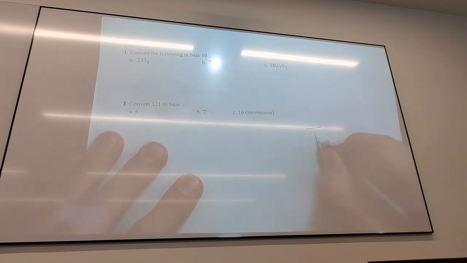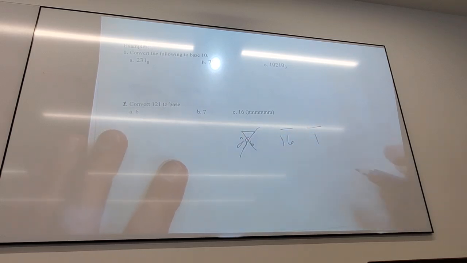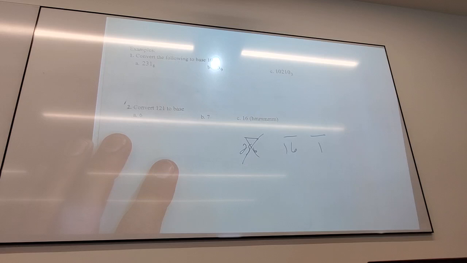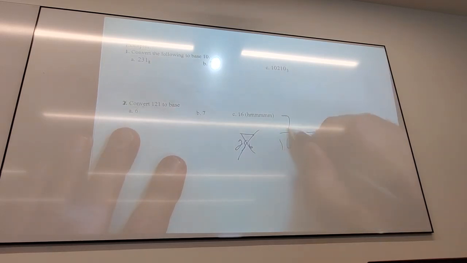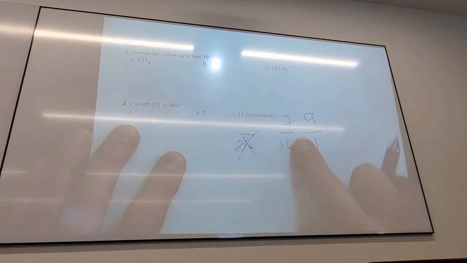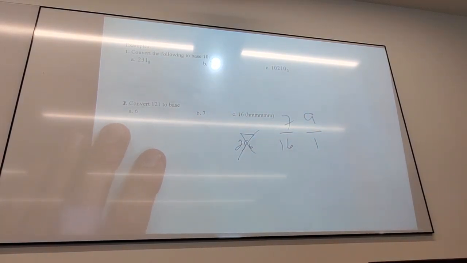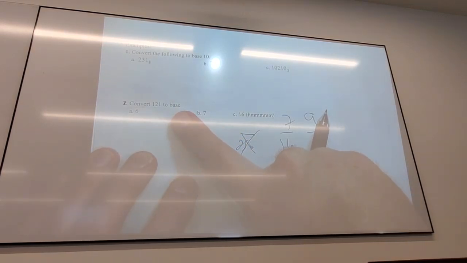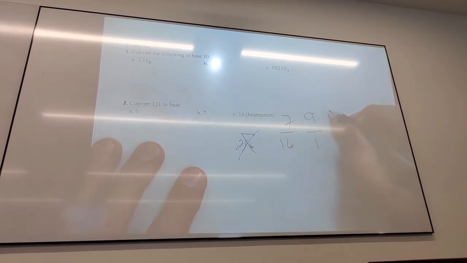So, base 16: 1, 16. The next one would be 256, which is too much, right? So how many 16s are needed in 121? 7. And what's 7 times 16? 112. So then how many ones do I have? To make 121 total, right? 7 16s is 112. 9 more makes it 121. Is that cool?